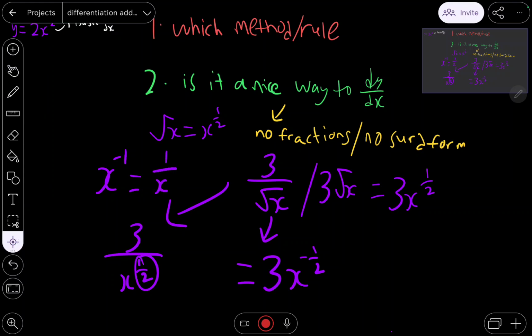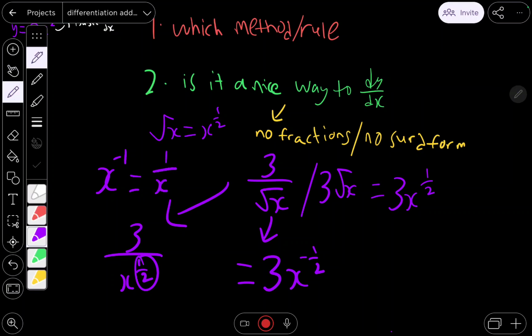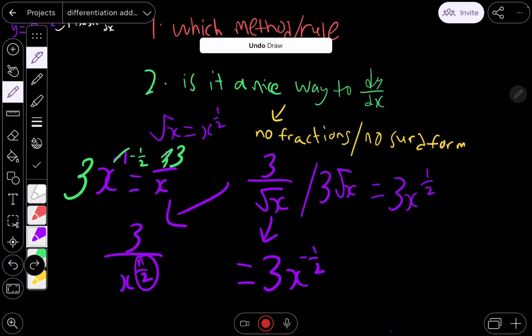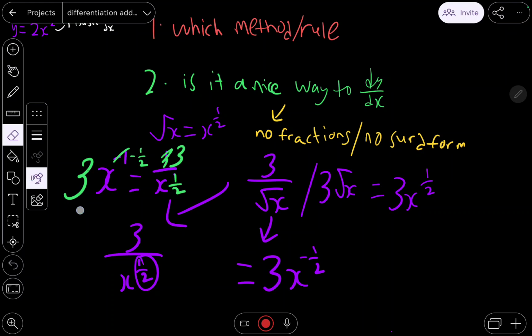But this time, your 1 now is your 3. So I'll replace this with 3, and there'll be a 3 here, and your minus half, the 1 becomes minus half. You do notice that your x has a power of 1 over here, and that's why you have an x to the power of half here. That's why it is 3x to the power of negative half.